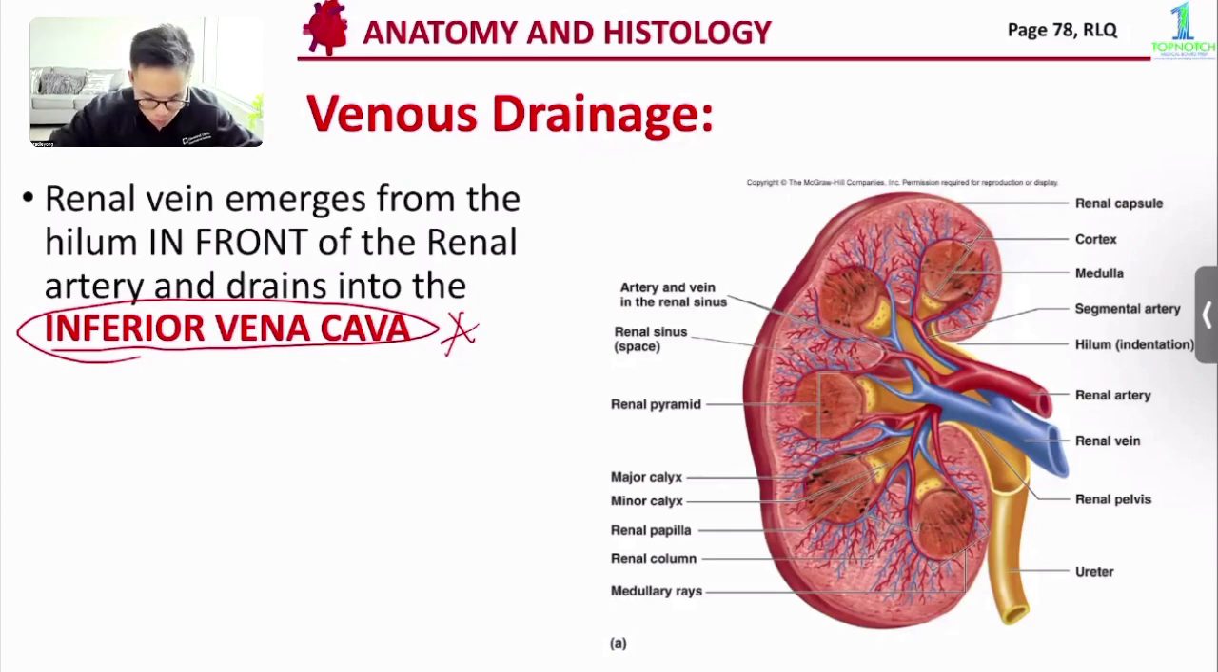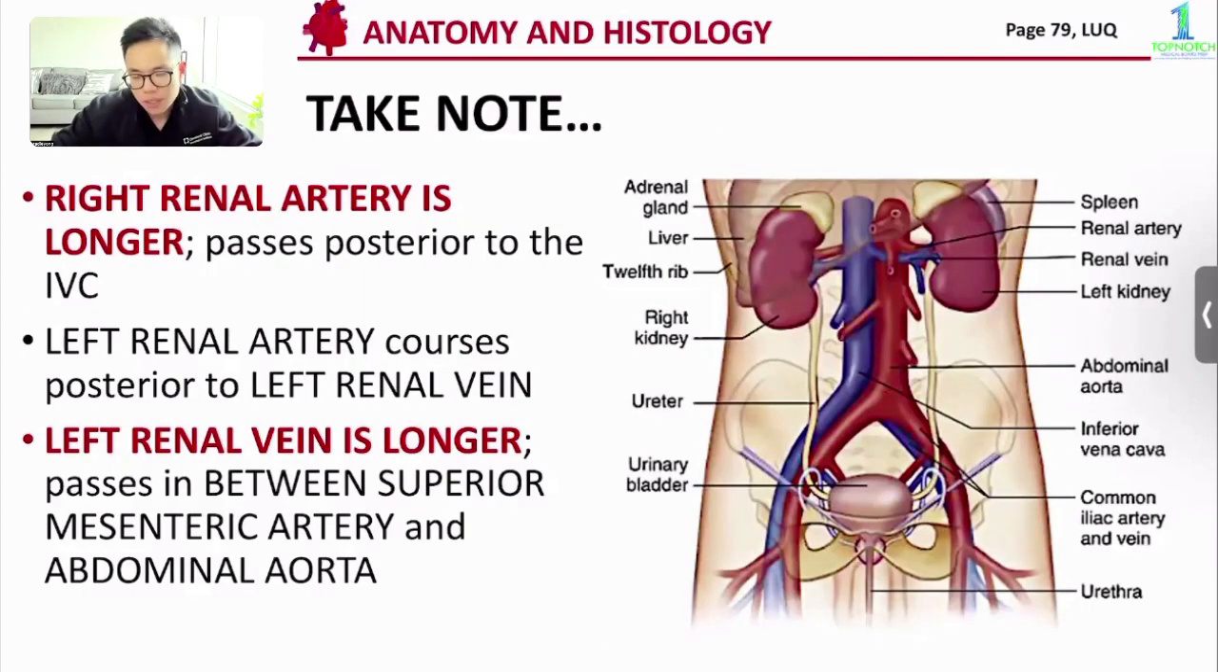So, a little bit of clinical correlation. The right renal artery is longer than the left, and the left renal artery courses posterior to the left renal vein. The left renal vein, on the other hand, is longer and passes between the superior mesenteric artery and the abdominal aorta.